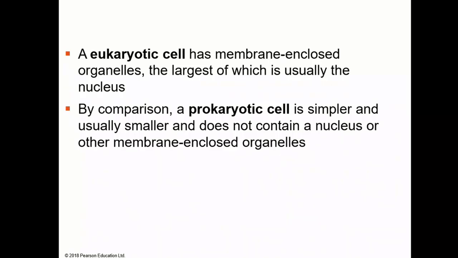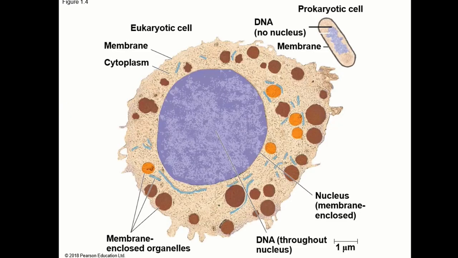So eukaryotic cells have membrane enclosed organelles, the largest of which is usually the nucleus, and by comparison, a prokaryotic cell is usually smaller, but does not contain a nucleus or other membrane enclosed organelles. So the difference between eukaryotic and prokaryotic cells is that eukaryotic has enclosed organelles, but the prokaryotic one is much smaller and doesn't contain any nucleus or membrane enclosed organelles. So this is just a structure.